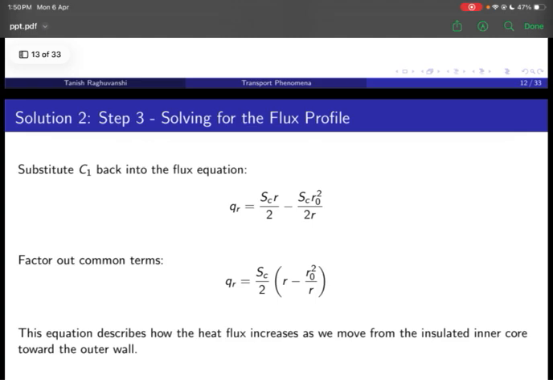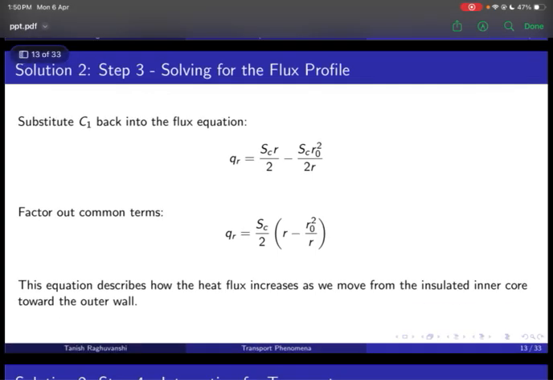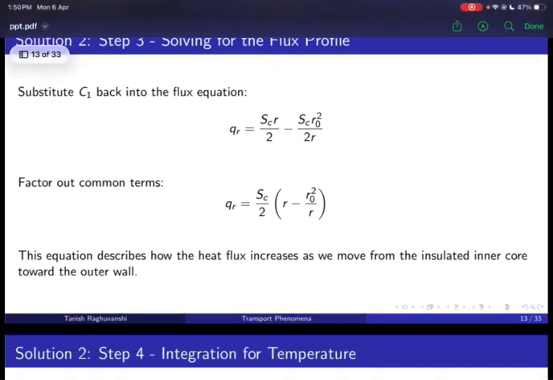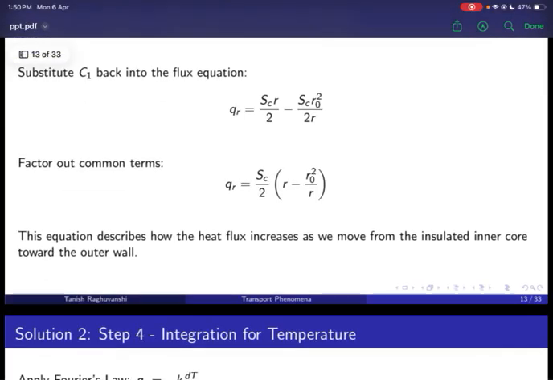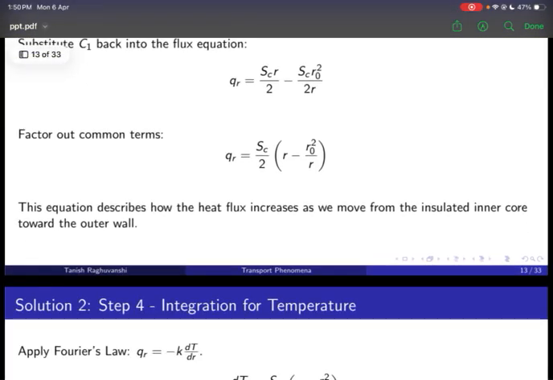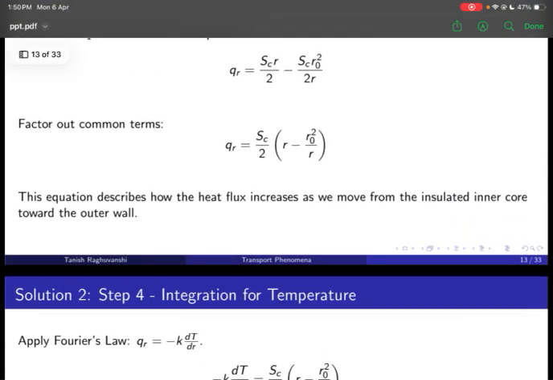Now we can substitute that C1 back into the flux equation, and we can factor out the common terms to get this expression for QR. So this equation describes how the heat flux increases as we move from the insulated inner core toward the outer wall.